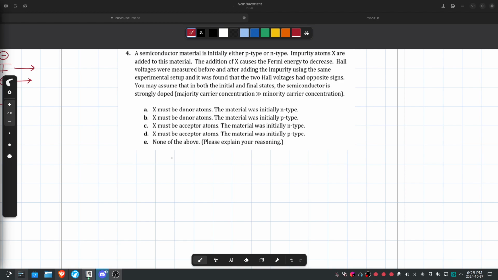You may assume that in both the initial and final states, the semiconductor is strongly doped. Majority carrier concentration is much bigger than minority carrier concentration. So it's asking, is X donor or acceptor? And is the material initially p-type or n-type?